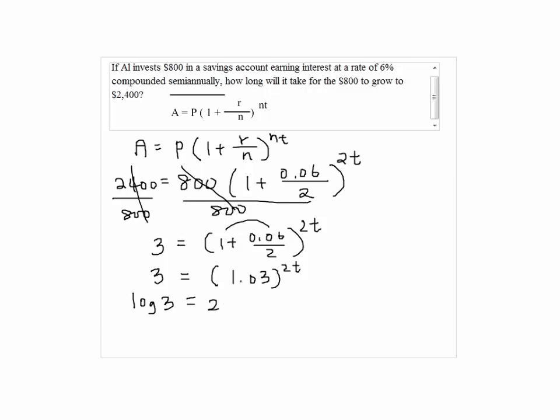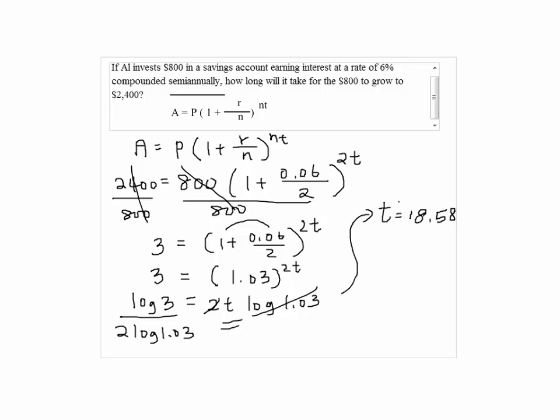So we're looking for t. So first, we're going to divide both sides by 800. So we have 3 equals 1 plus 0.06 over 2 to the 2t. Now 1 plus 0.06 divided by 2 will be 1.03, so 3 equals 1.03 to the 2t. By taking log on both sides, we get log 3 equals 2t log 1.03. So finally, you just have to divide both sides by 2 log 1.03 to isolate t.